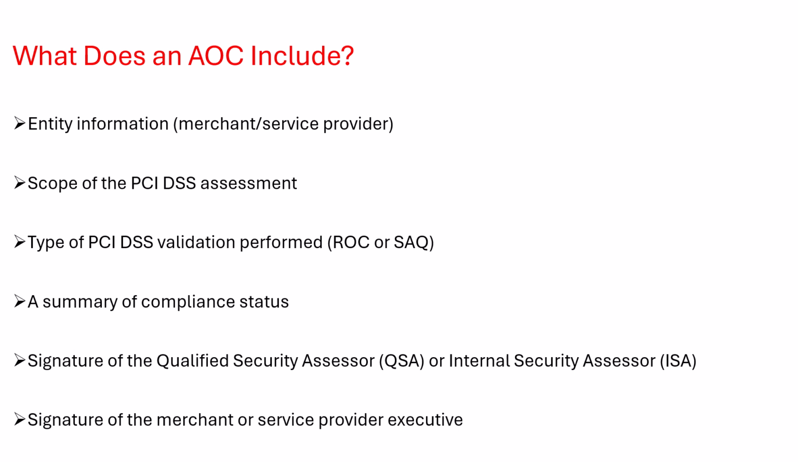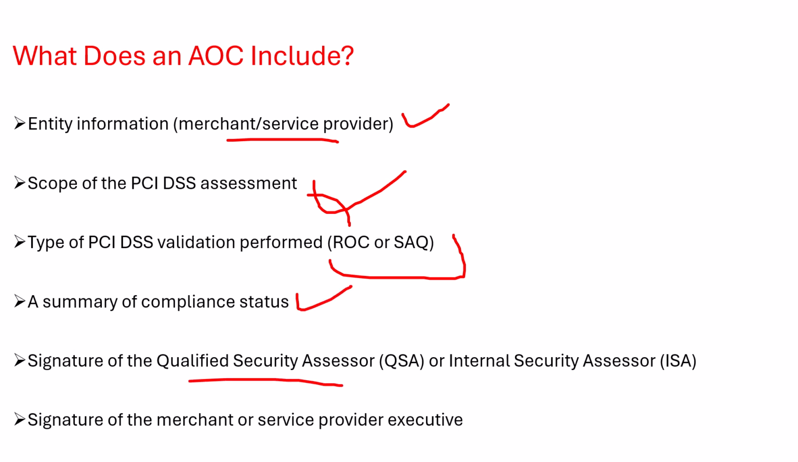What does an AOC include? The AOC includes the entity information, merchant or service provider, and what kind of services they are providing. The scope of the PCI DSS assessment, that is, what kind of assessment they had undergone, either ROC or SAQ, and what controls they have covered while assessing. A summary of compliance status, the signature of the qualified security assessor or internal security assessor, and at last, the signature of the merchant or service provider executive.